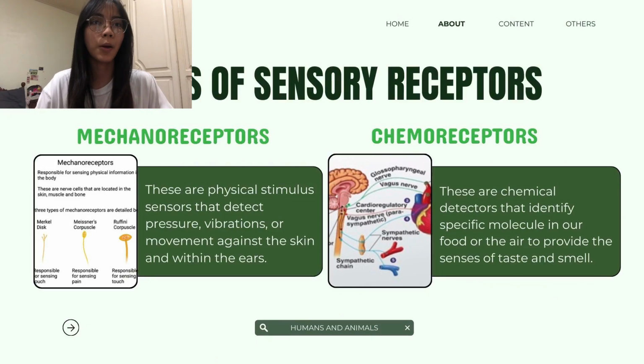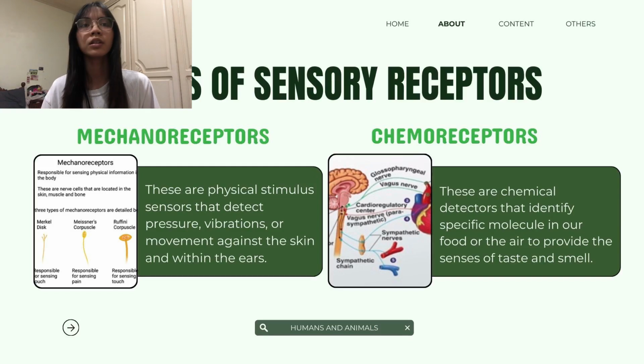So because of them, we can actually move our body, and we can control our body movements. So the next sensory receptors is the chemoreceptors. Chemoreceptors detect chemical substances. So instead of physical movement, it detects chemical substances.